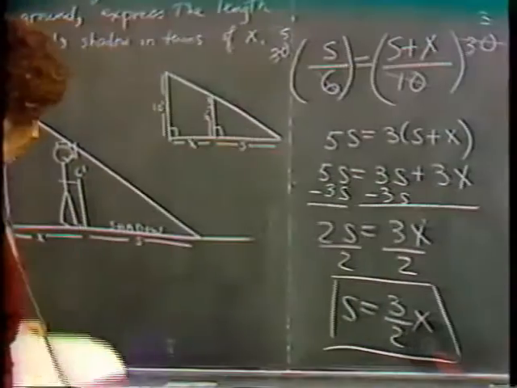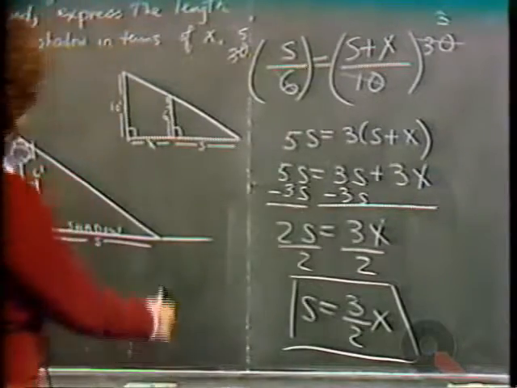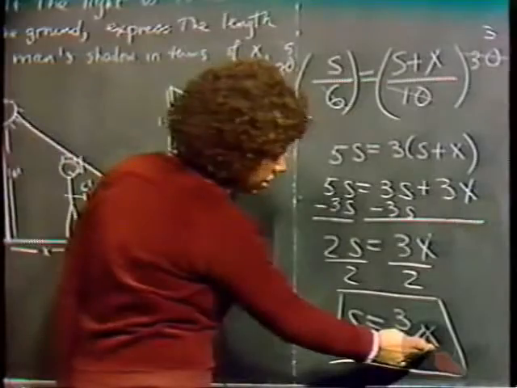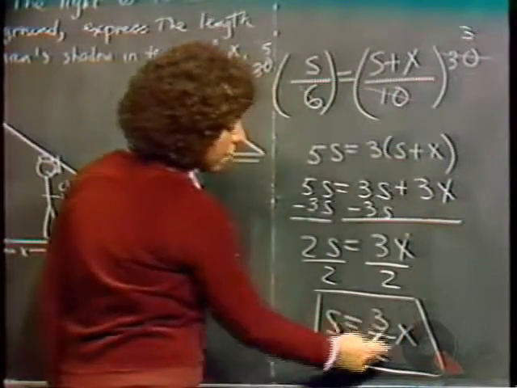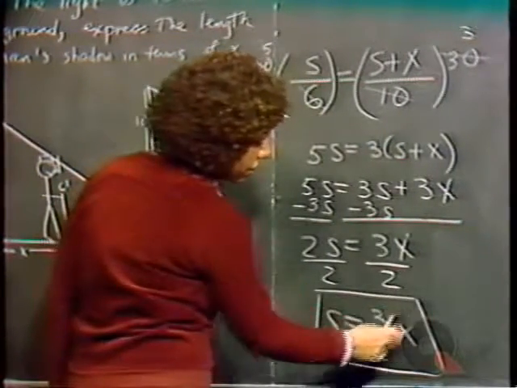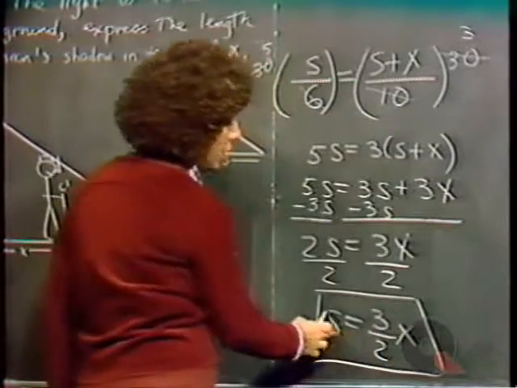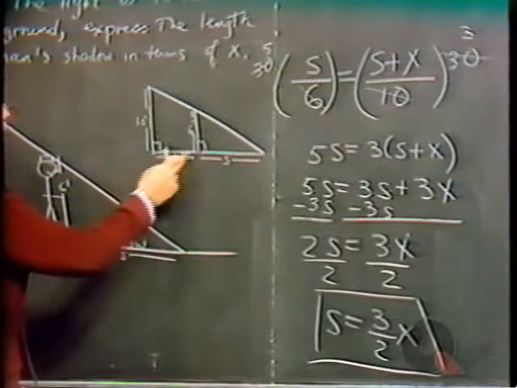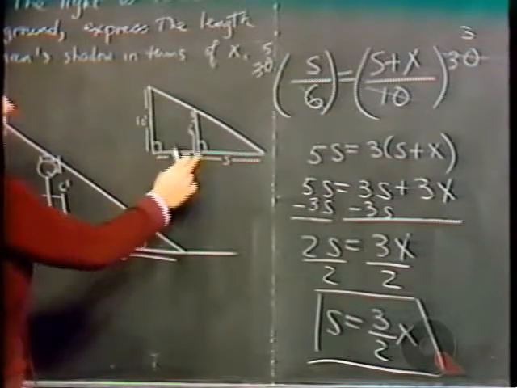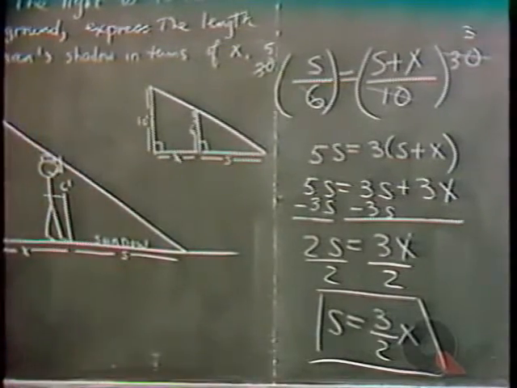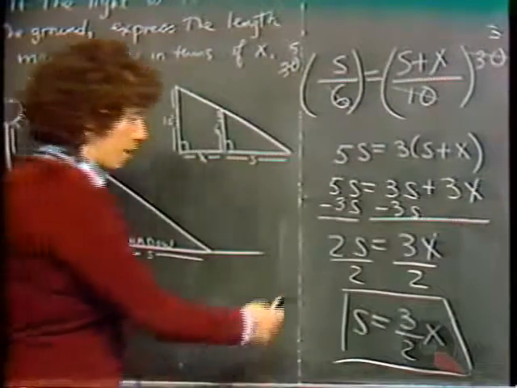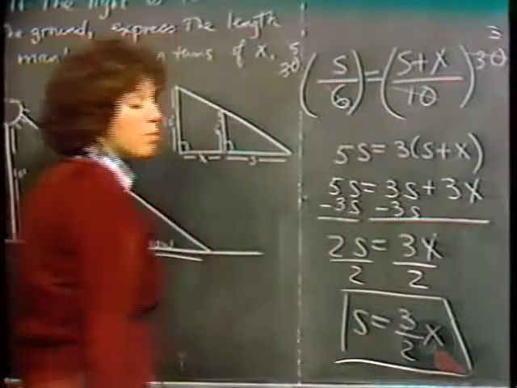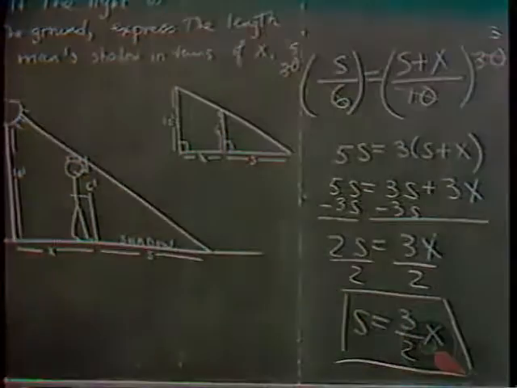For example, if we knew that the man was 5 feet from the street light, if x was 5 feet, we could substitute in here, x is equal to 5, and we would get that s is 3 times 5 over 2, 15 halves, or s would be 7.5 feet. So if the man in this problem is standing 5 feet from the street light, the length of his shadow is 7.5 feet. And in a similar manner, since we've expressed s as a function of x, if we know what x is, we can very easily solve for s.